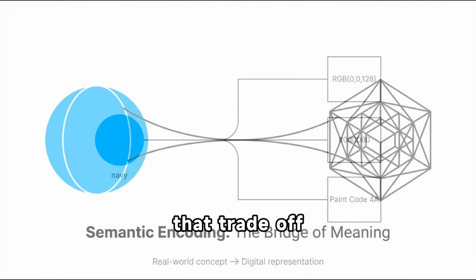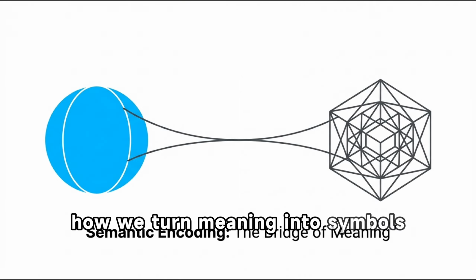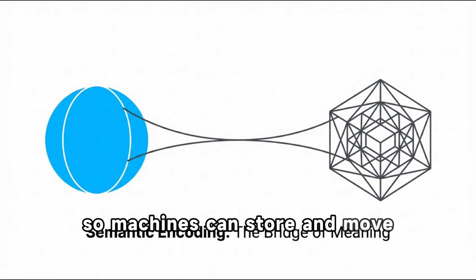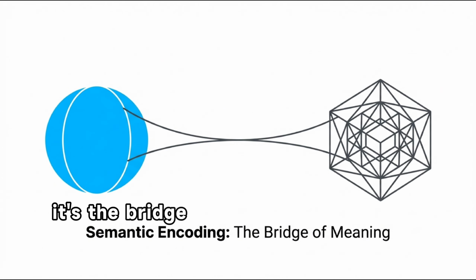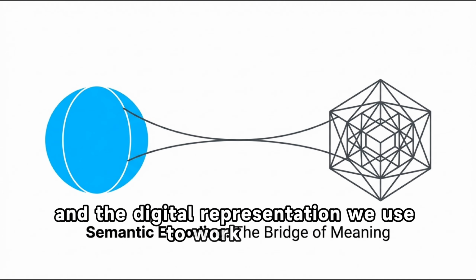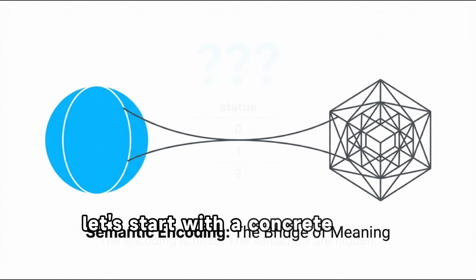That trade-off, how we turn meaning into symbols so machines can store and move it, is what I mean by semantic encoding. It's the bridge between the real-world concept and the digital representation we use to work with it. Let's start with a concrete scene.